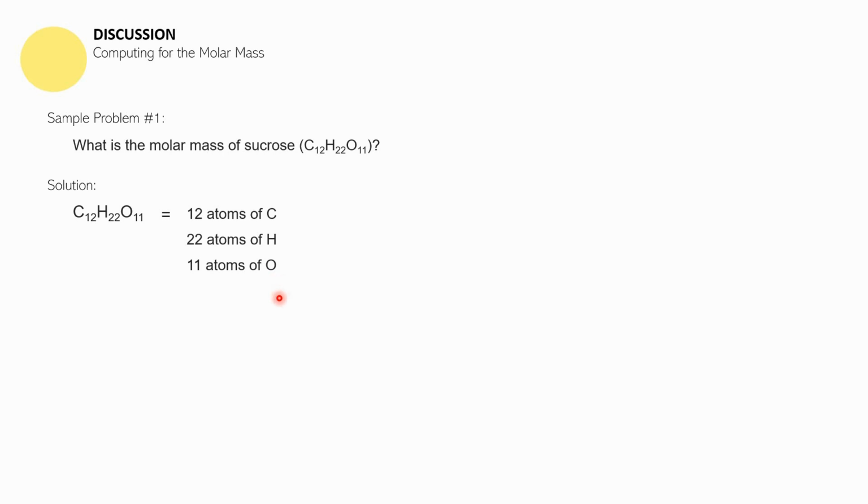The next thing that you need to do is to look at the periodic table and identify the atomic masses for each of these elements. So for carbon, you can get 12, and for hydrogen, it's 1 atomic mass unit. Their unit is AMU, atomic mass unit. And then 11 is going to be multiplied by 16 because 16 is the atomic mass of oxygen. Now, what do you need to do?